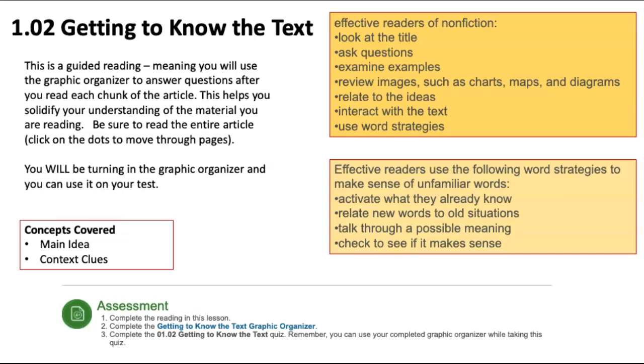Okay? Now, for your assessment, you will turn in the Getting to Know the Text graphic organizer, and then you will take the quiz. All right? Please let me know if you have any questions.